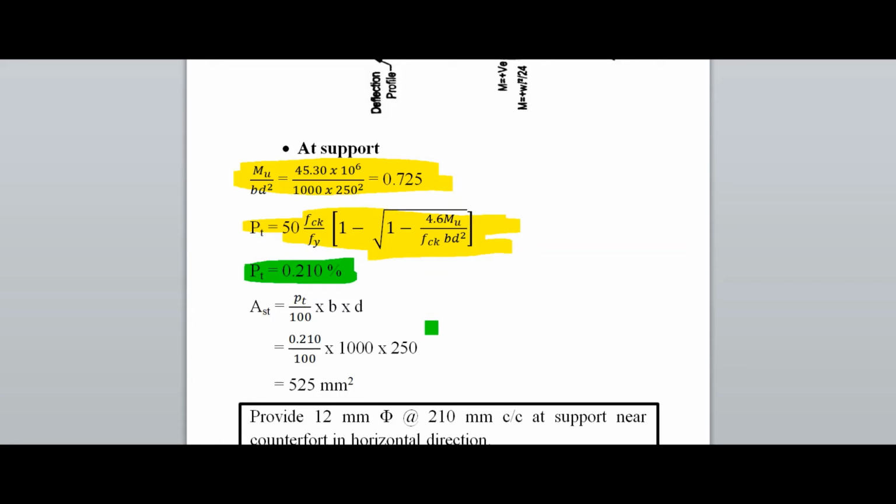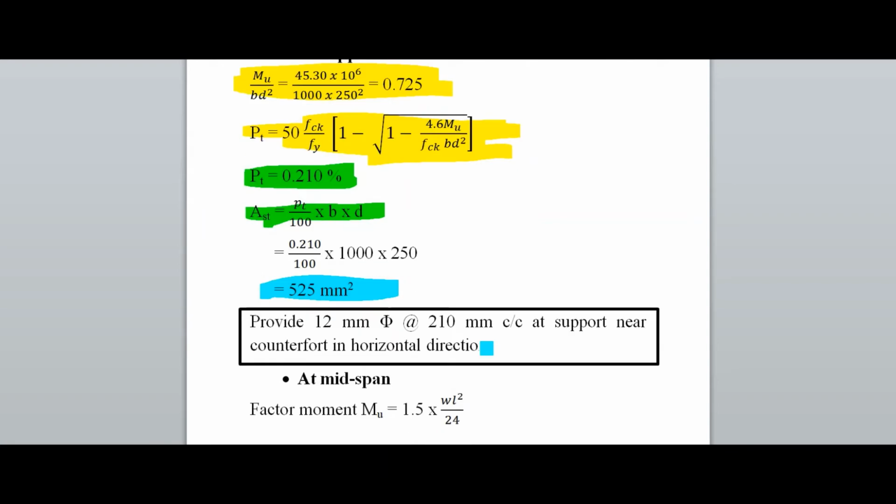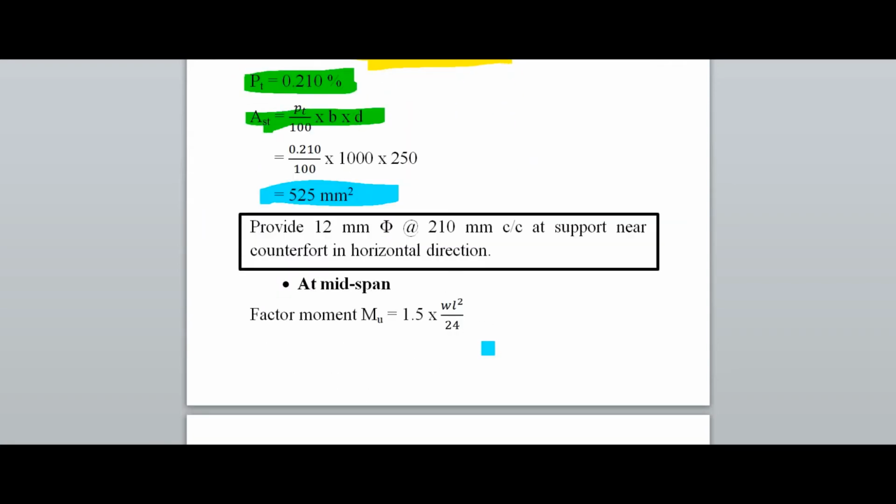0.210. So we provide the value in AST. So we found AST is 525 mm square. So 525 mm square is the AST. So we provide 12 mm diameter bars at 210 mm center to center at the support near the counterfort in the horizontal direction. So this 12 mm diameter is provided near the support.